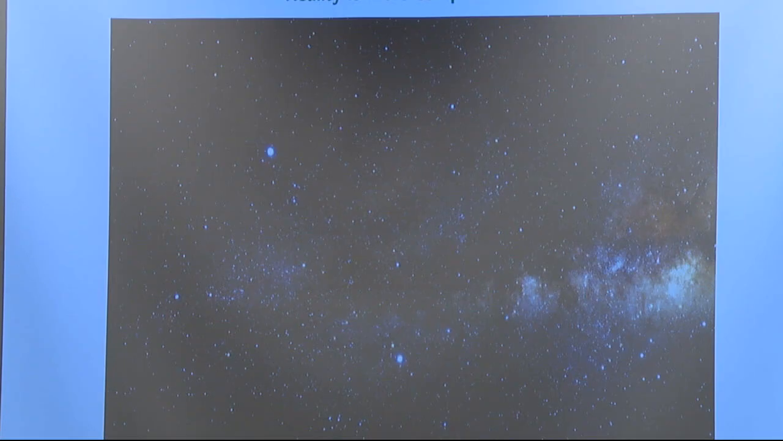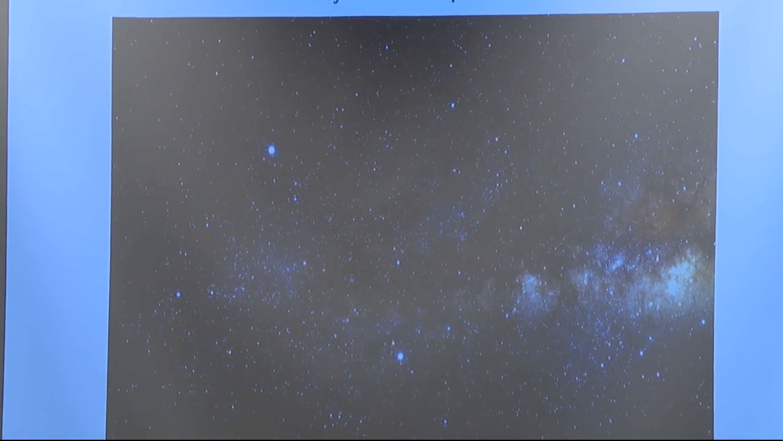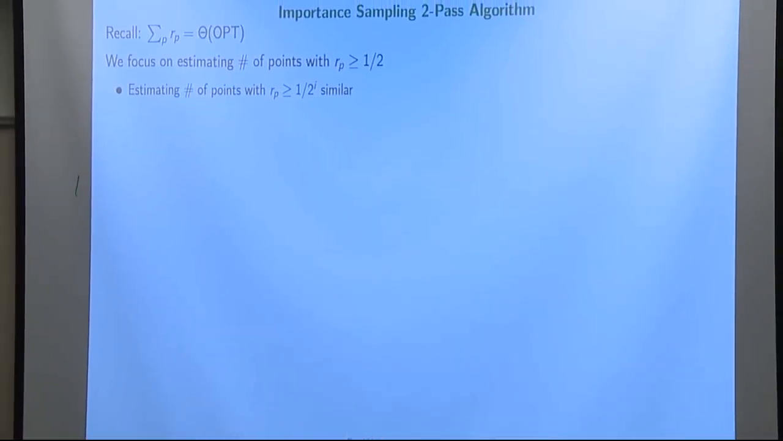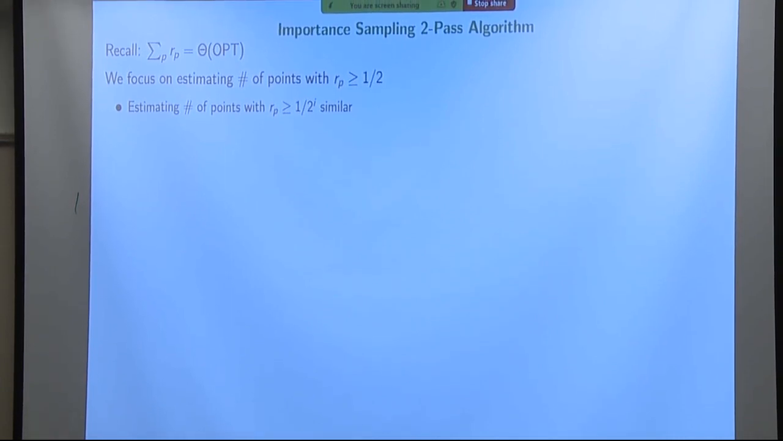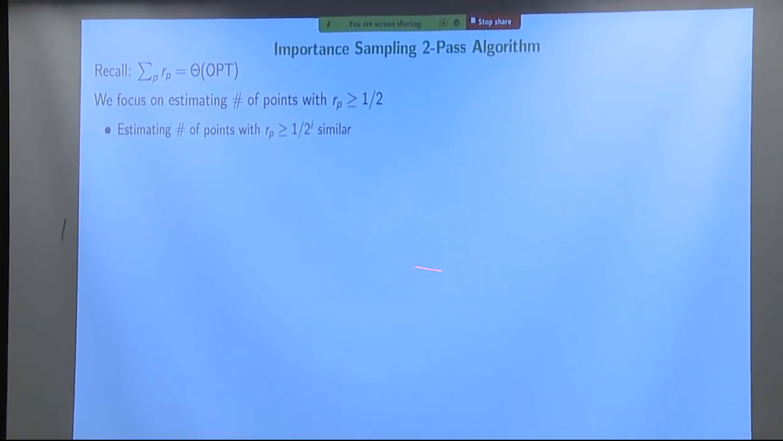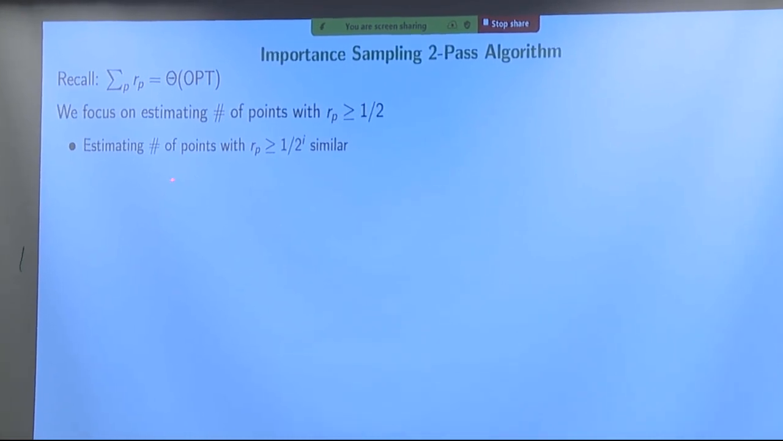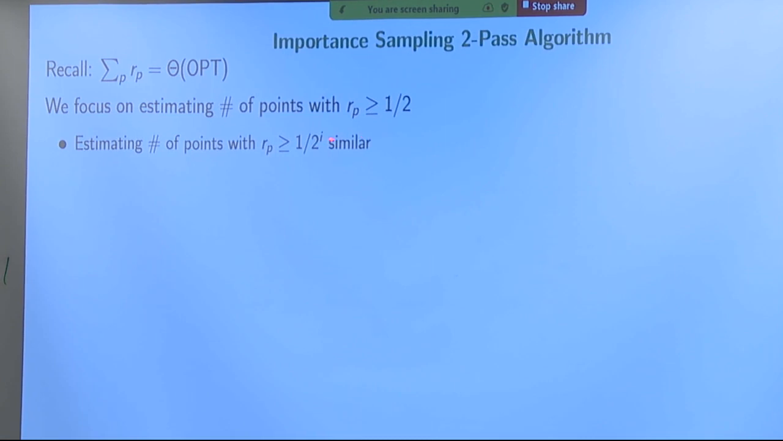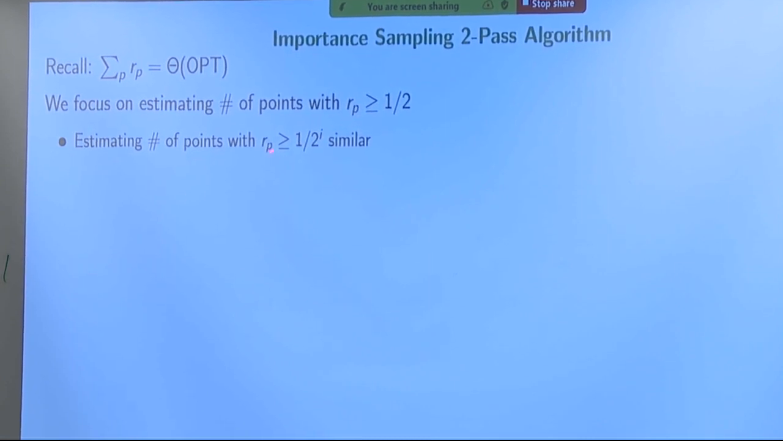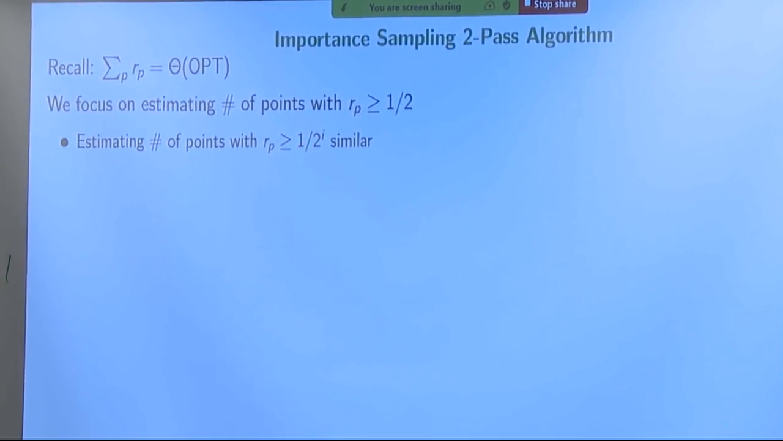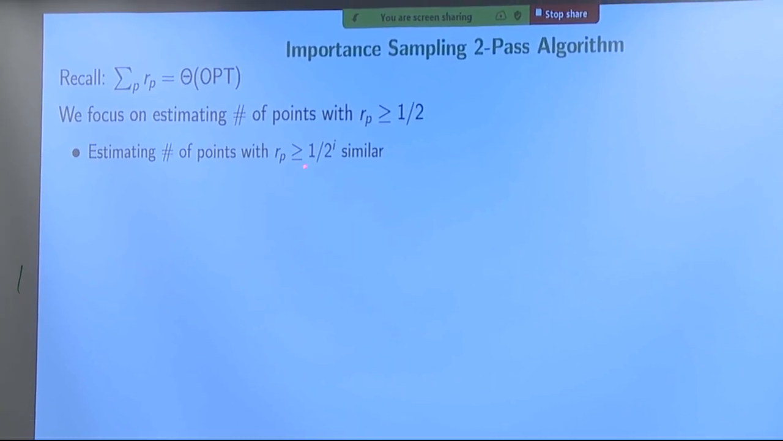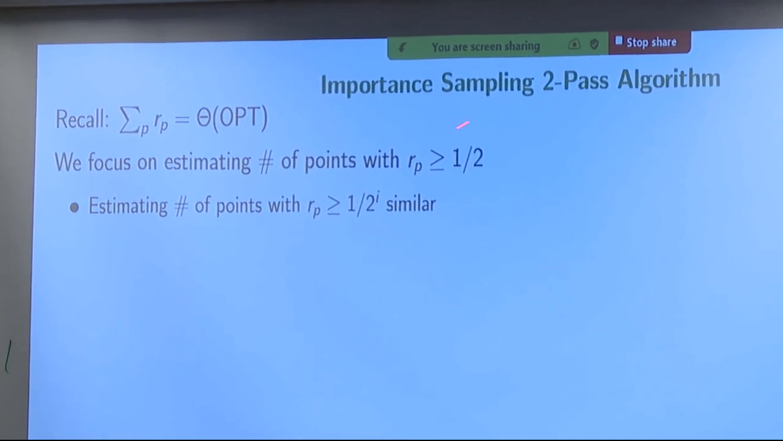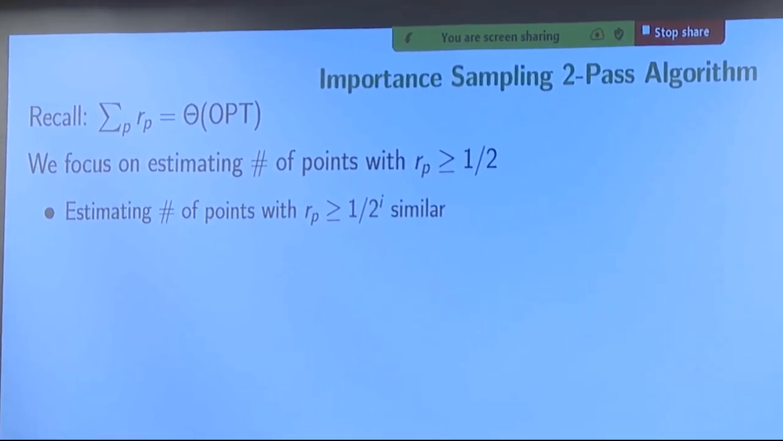Of course, reality is slightly more complicated than the nice instance, right? But not too much. Okay, so let me give you some details of this two-pass algorithm. I would like to estimate this sum, right? And I will just focus on estimating the number of points of very high RP. If you want to estimate the number of points with RP 1 over 2 to the i, you can reduce to this case by just subsampling, not too difficult.